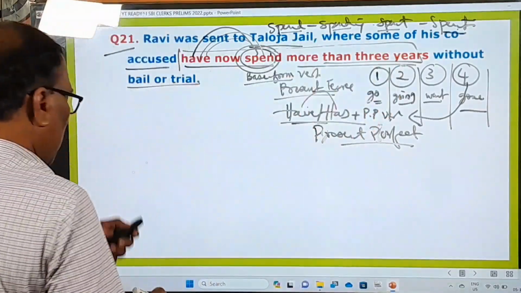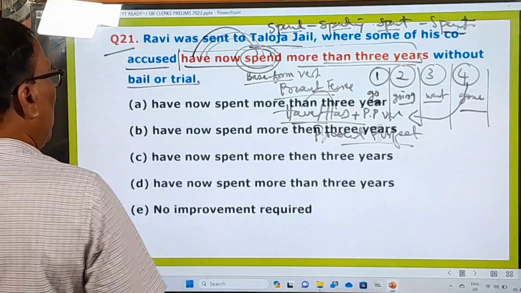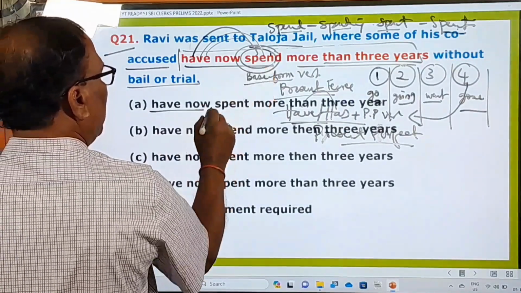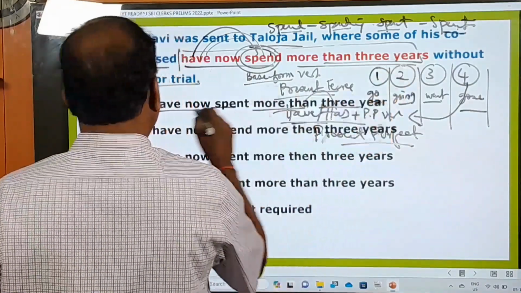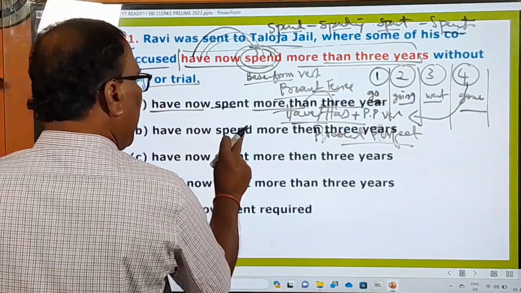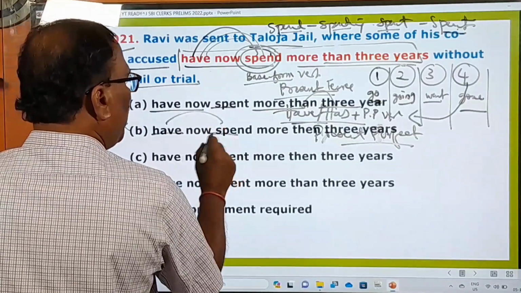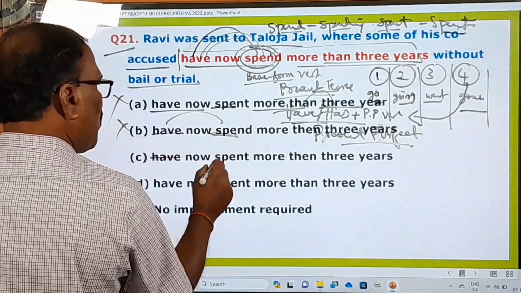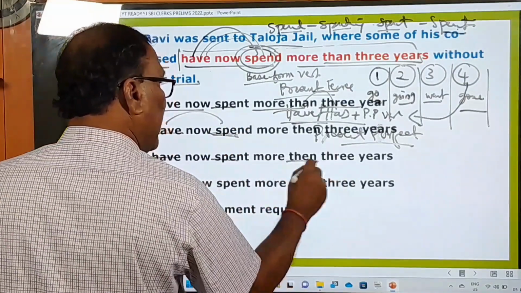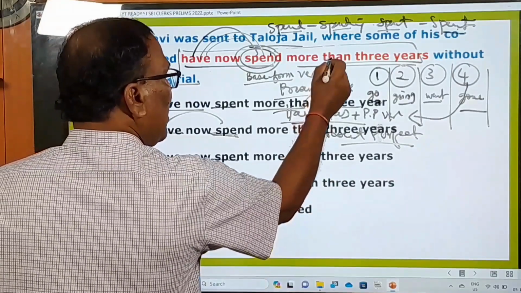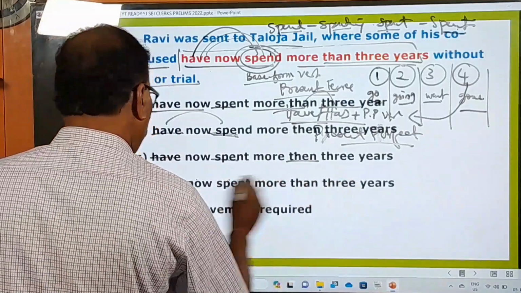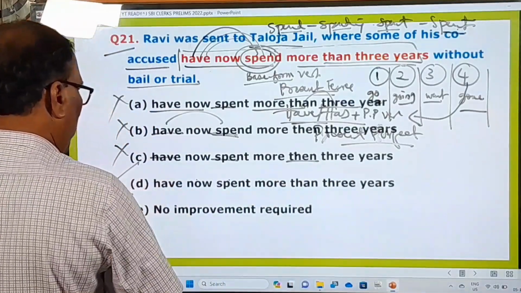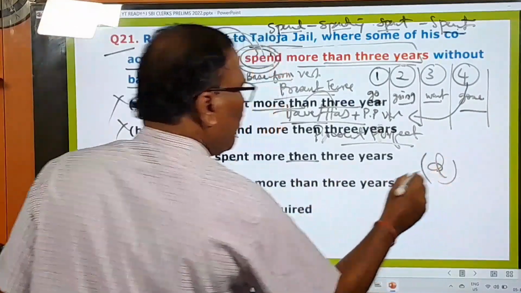And now let us see the options given. What is that? Okay, have now spent, okay, more than 3 years. Okay, 3 years is there, but 3 years is there. That's why this is wrong. Have now spent, okay, again wrong. After have, spend is given, base form verb, wrong. Have now spent more than 3 years, more than is given, then is there. So this is also wrong. Have now spent more than 3 years. This is the right one, and no improvement. So deep is the right answer.